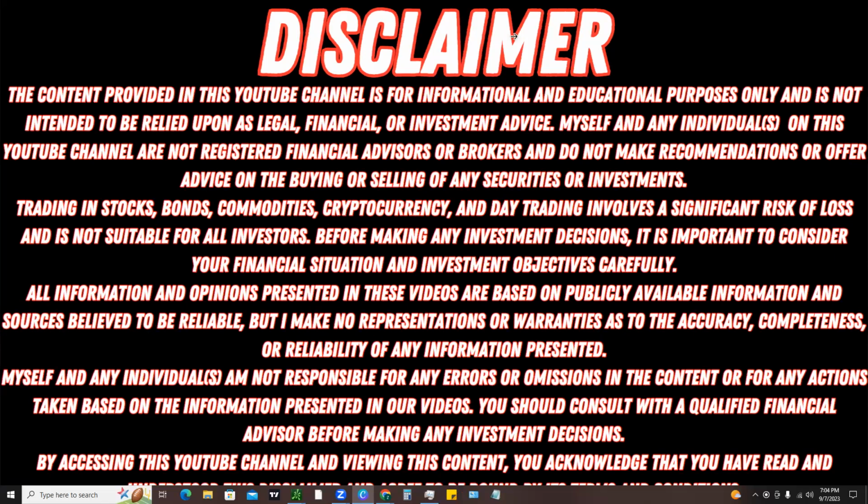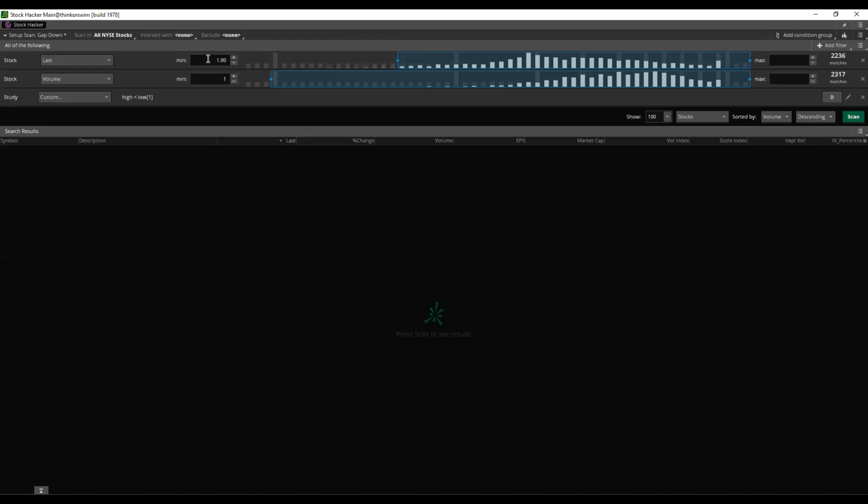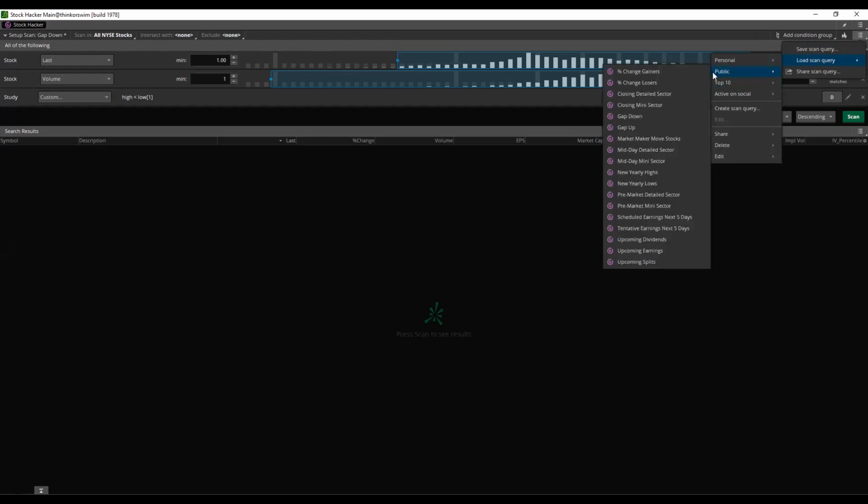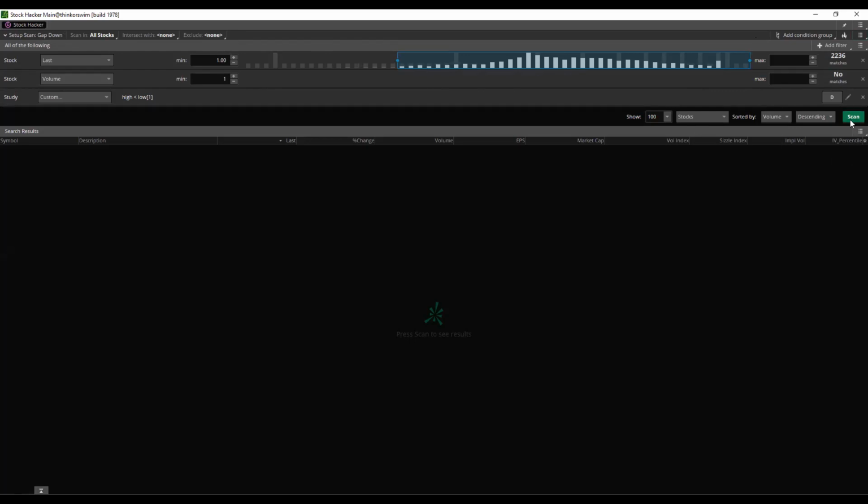We're going to head on over to our stock hacker here on ThinkorSwim. This is basically what it's going to look like once you get into it. This is blank. ThinkorSwim already has a gap up and a gap down scan in here, and we just need to make a very minor tweak to it. So we're going to come over here to public, and then click on gap down. This is going to show us stocks that are gapping down.